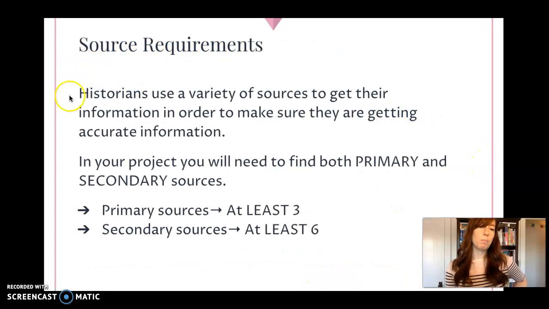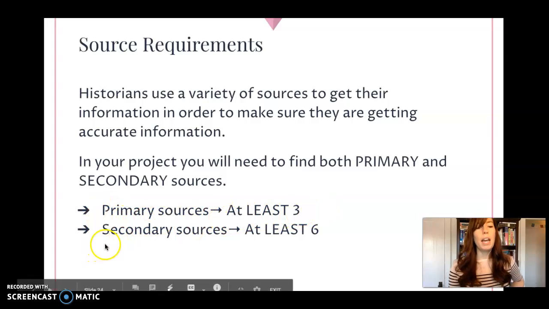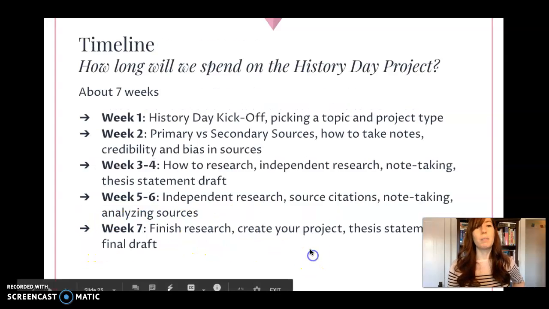Source requirements. Historians use a variety of sources to get their information in order to make sure they are getting accurate information. In your project, you will need to find both primary and secondary sources. Primary sources, at least 3, and secondary sources, at least 6.